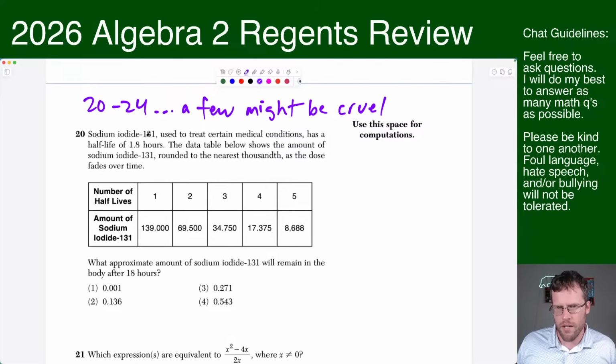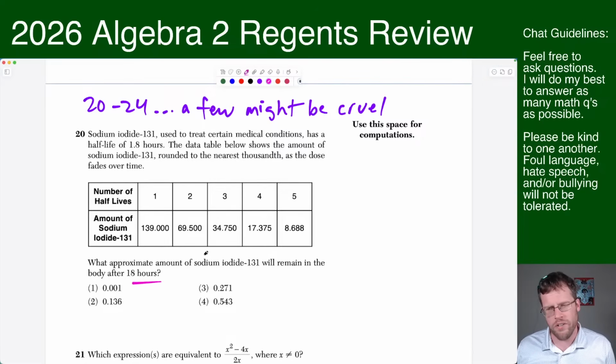Sodium iodide 131 is used to treat certain medical conditions, and it has a half-life of 1.8 hours. The data table shows the amount of sodium iodide, rounded to the nearest thousandth, as the dose fades over time. And here, what is the approximate amount of sodium iodide that will remain after 18 hours?